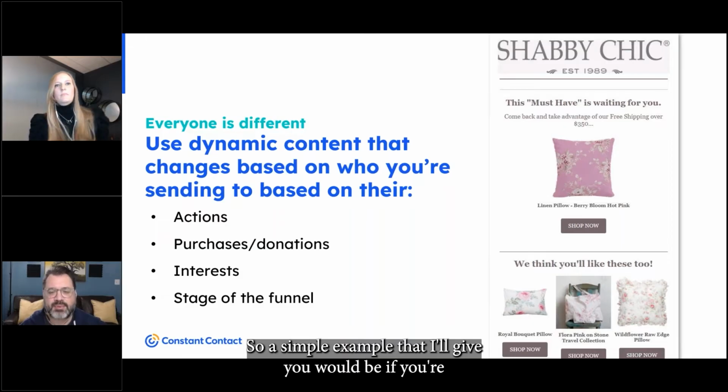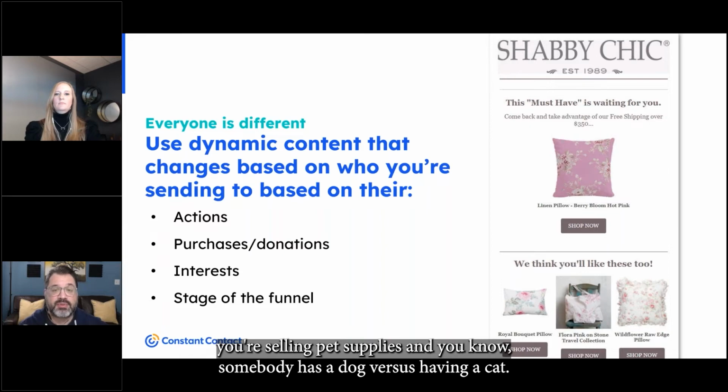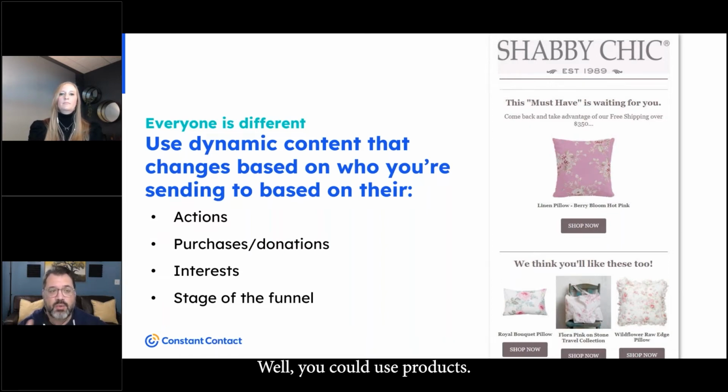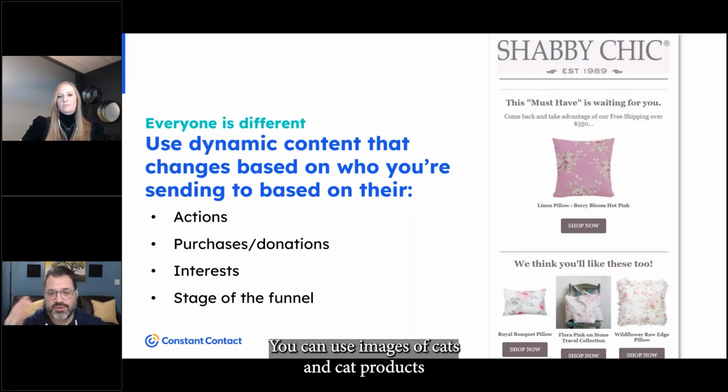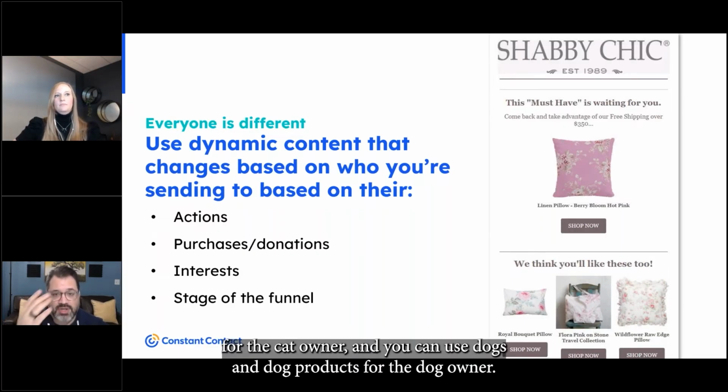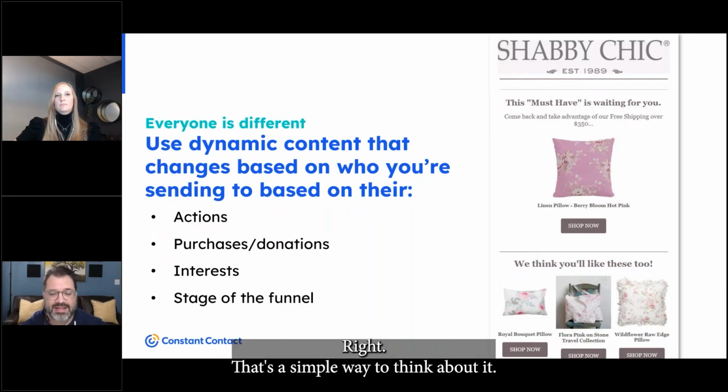A simple example that I'll give you would be if you're selling pet supplies and you know somebody has a dog versus a cat. Well, you could use images of cats and cat products for the cat owner, and you can use dogs and dog products for the dog owner, right? That's a simple way to think about it.